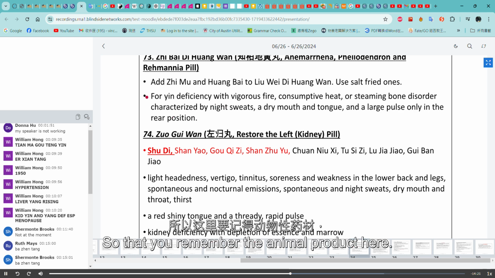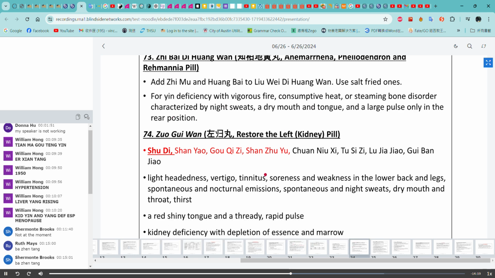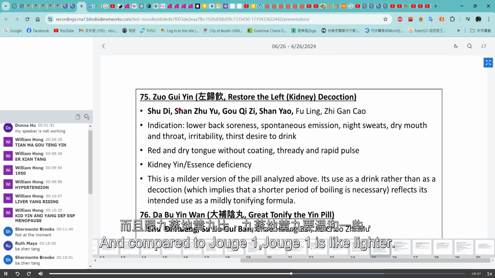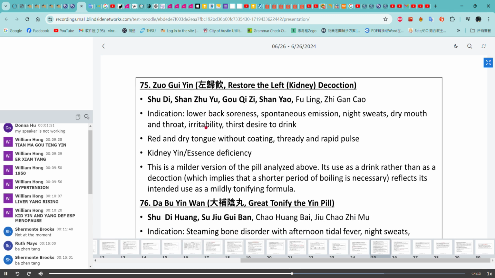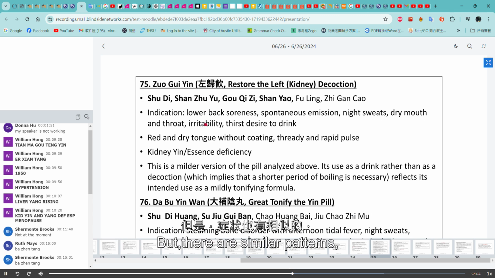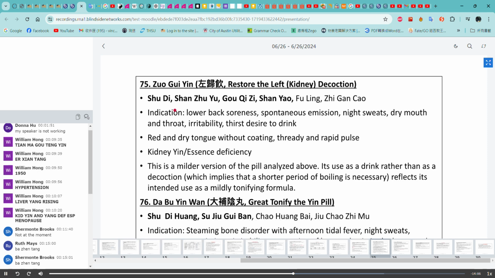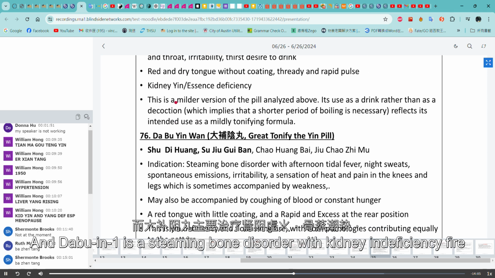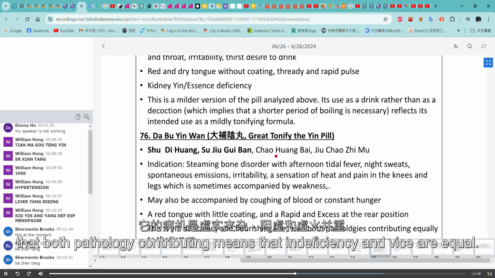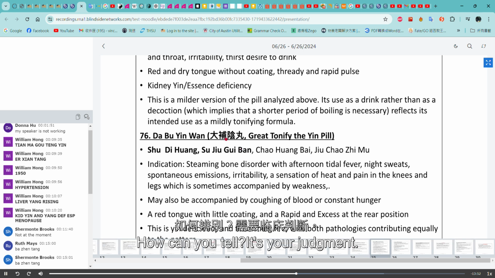So that you remember the animal product here. And compared to Zuogui Wan, Zuogui Yin is lighter. Okay, so drink. But yeah, similar patterns, but this is a light version of Zuogui Wan. And Da Bu Yin Wan is a steaming bone disorder with kidney insufficiency fire, both pathologies contributing, meaning insufficiency and fire are equal. How can you tell?